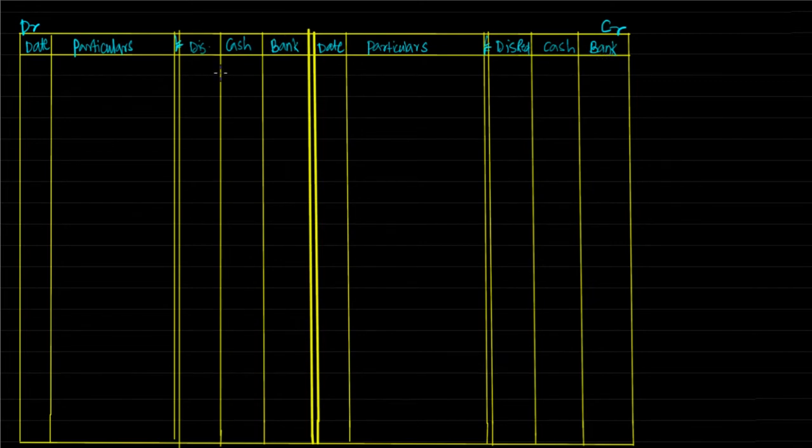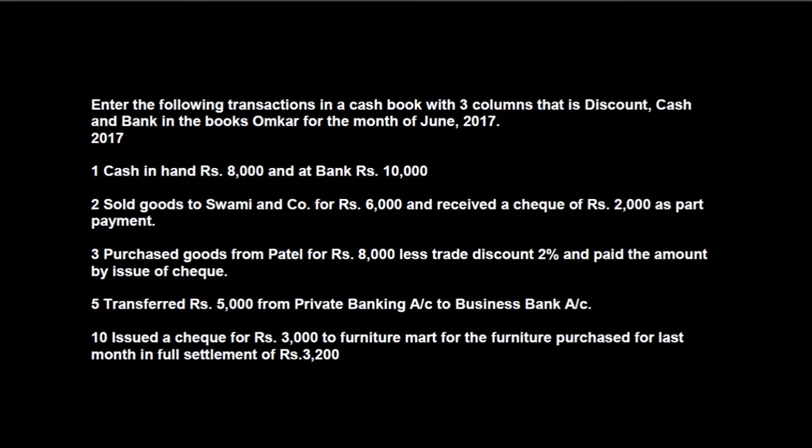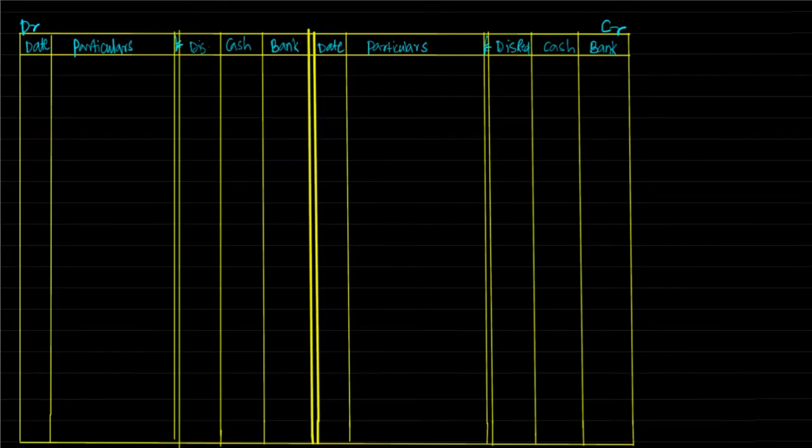So let's start with an example. Enter the following transactions in a cash book with 3 columns, that is discount, cash and bank, in the books of Omkar for the month of June 2017. So first we would write cash book of Messrs. Omkar. Let me remind you one thing, that this cash book is journal only. So if we record transactions here, it is assumed that transactions are recorded in journal also. So there is no need to record the transaction in journal in the way which we have learnt in the previous tutorial.